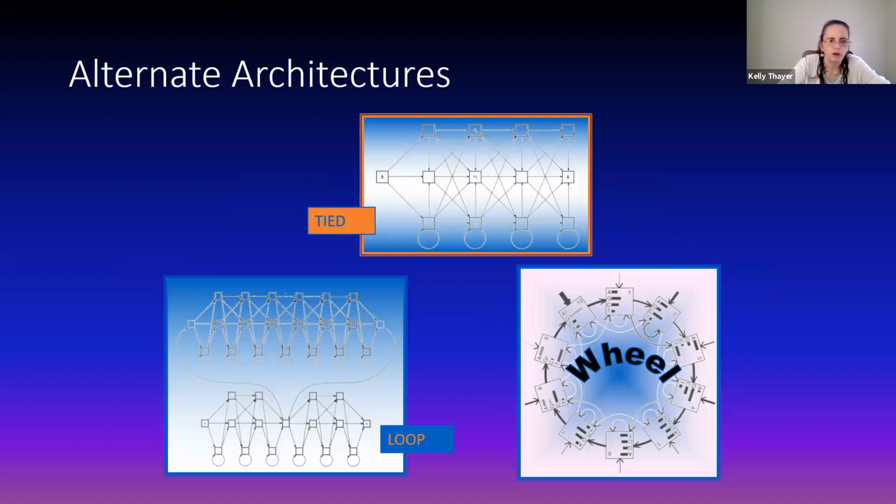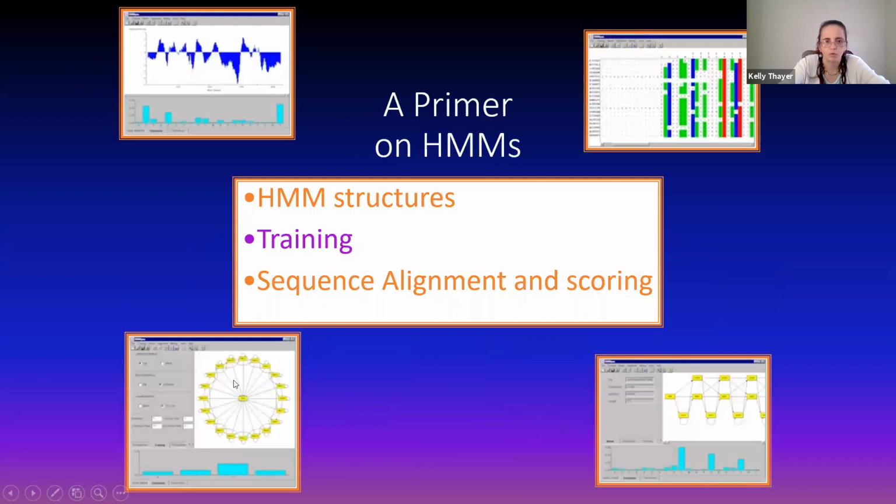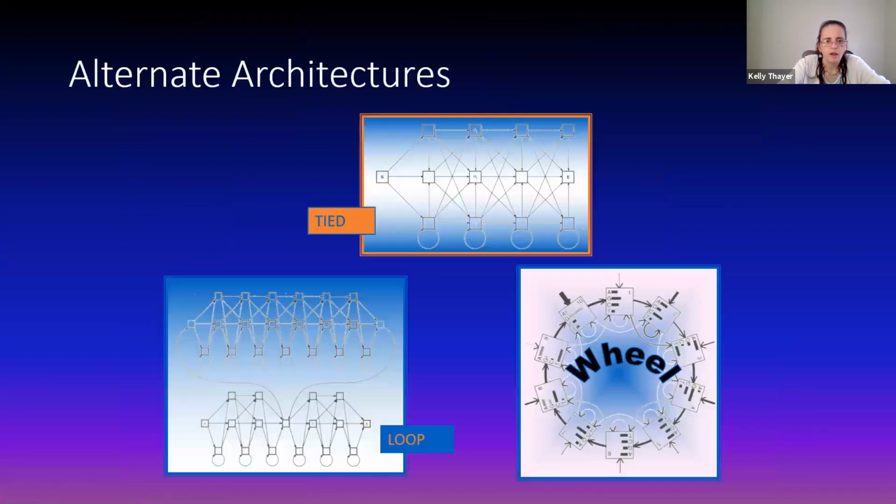However, that's not the only architecture that one could have. This represents just a couple of other options we could have. We have tide, loop, and wheel. So in the loop architecture, we have the possibility to break out into this little loop section and do something else in addition to going on main. So that might be, for example, instead of an insertion, it could be an insertion of a whole group of residues. And so this is how one would take that into account.